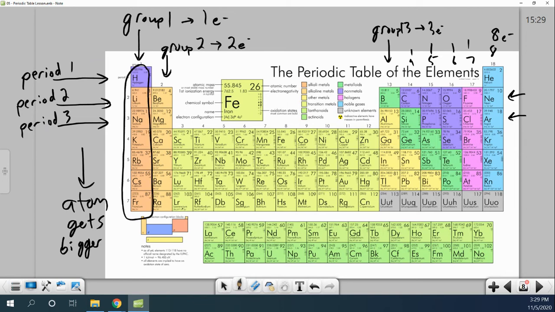So this is group 1. I want to give away 1 electron. Those would be very reactive and very scary. I want to steal 1 electron would be very reactive and very scary. Either of these are going to do whatever they can to get rid of their electrons and be very dangerous.